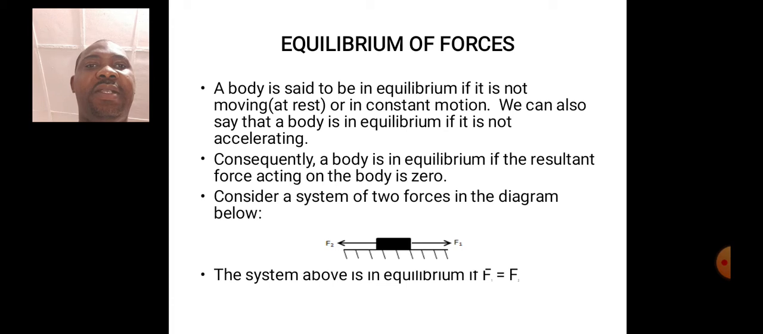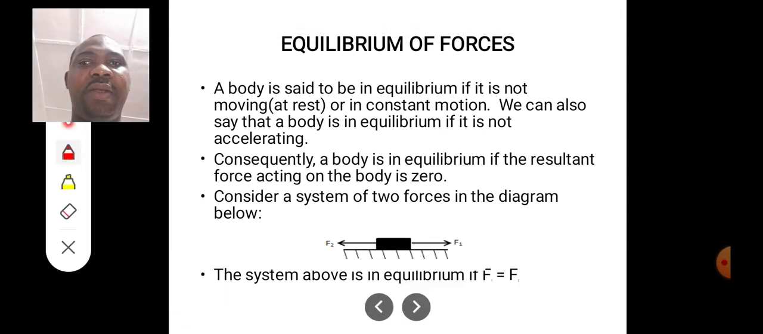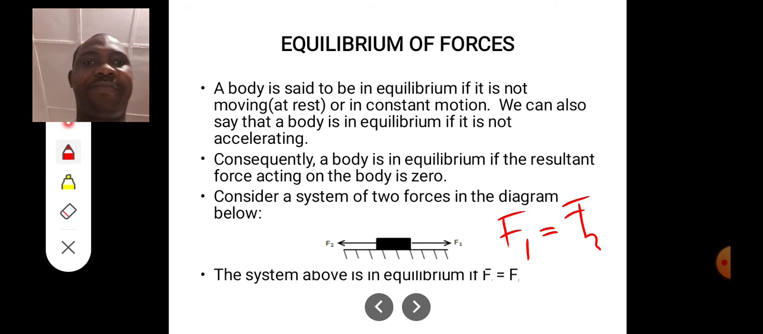Now, consider a system of two forces in the diagram below. We have two forces, F1 and F2. Now, the system above is in equilibrium. So, if the system is in equilibrium, it means that F1 will be equal to F2, because of equilibrium. This is for equilibrium of two forces.